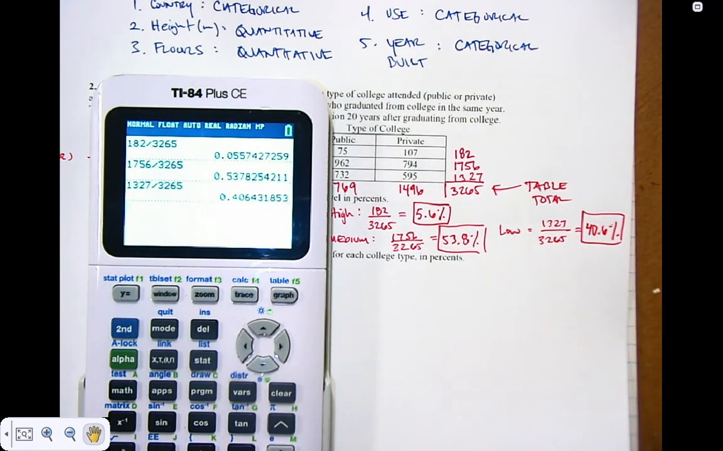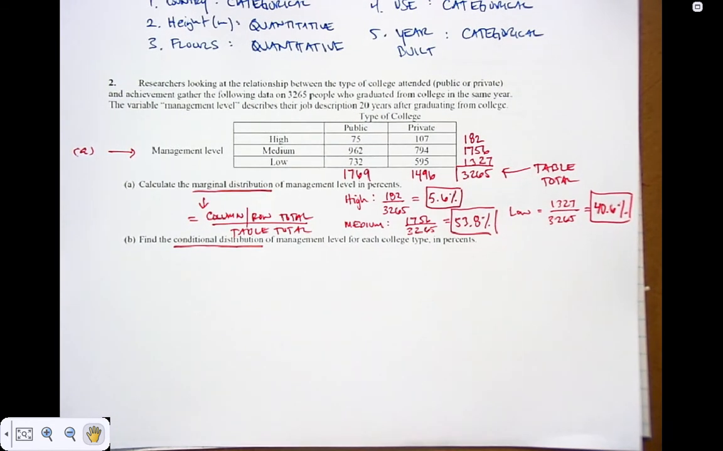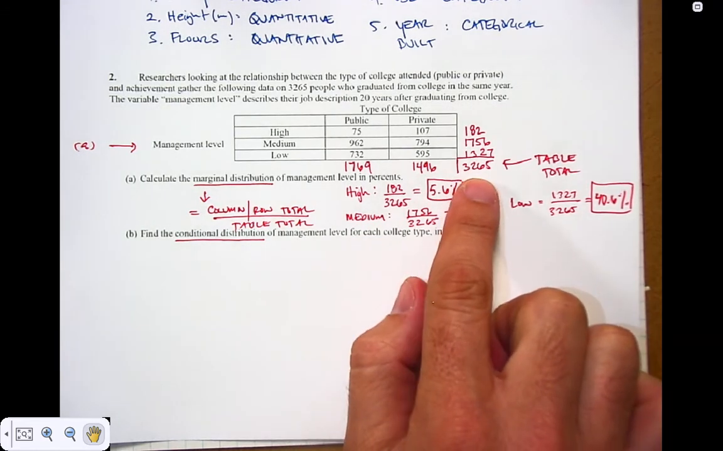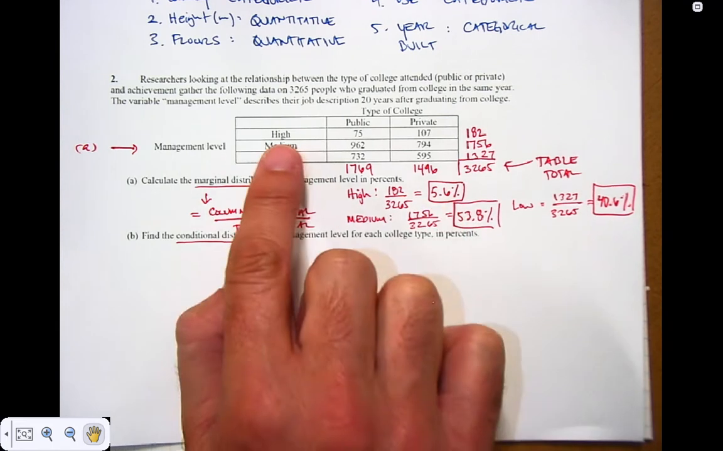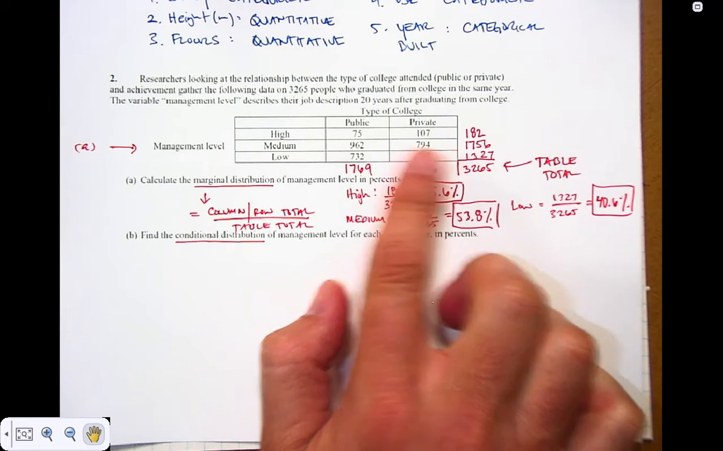Okay. And what you would want to focus on, you guys are seniors, you're going into the real world. What did you just find? You now know that of all 3,265 people that were surveyed, only 5.6% end up in a high management level, regardless of college. This is a total, public and private.